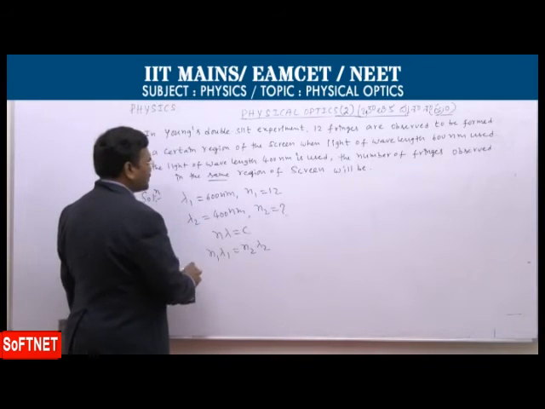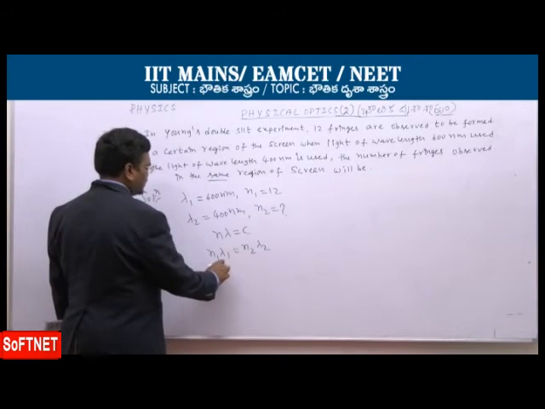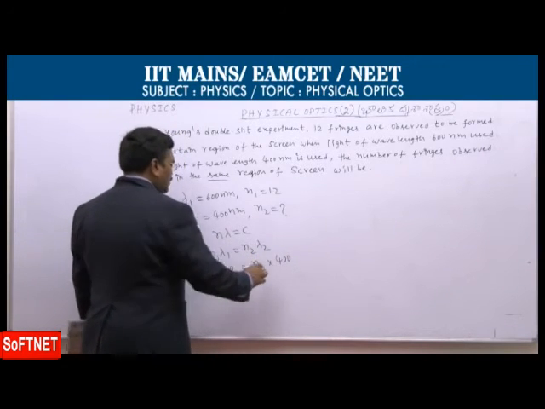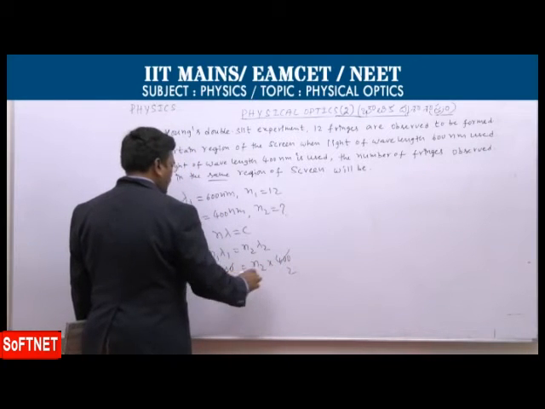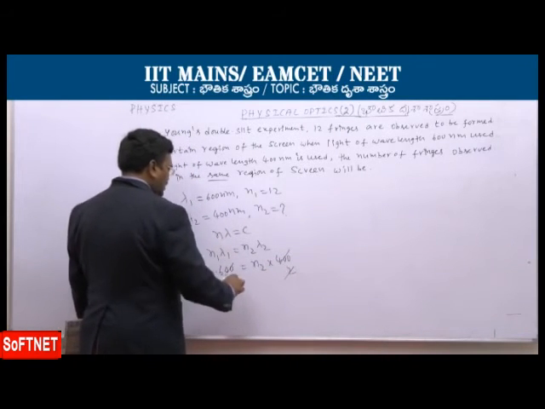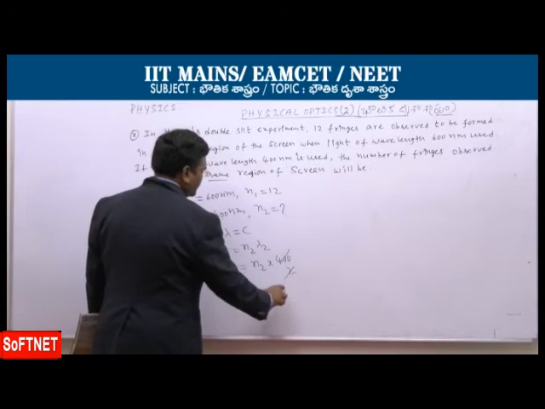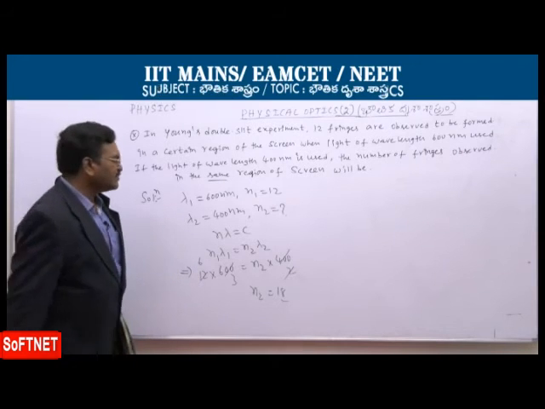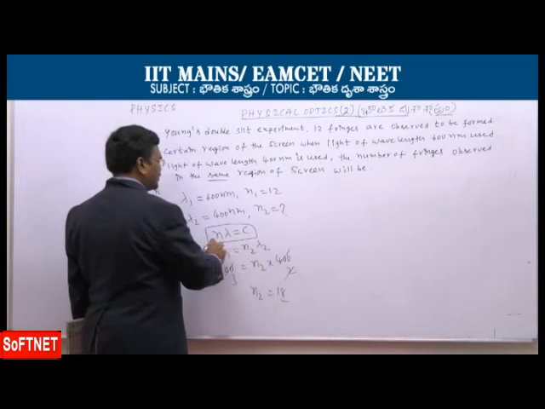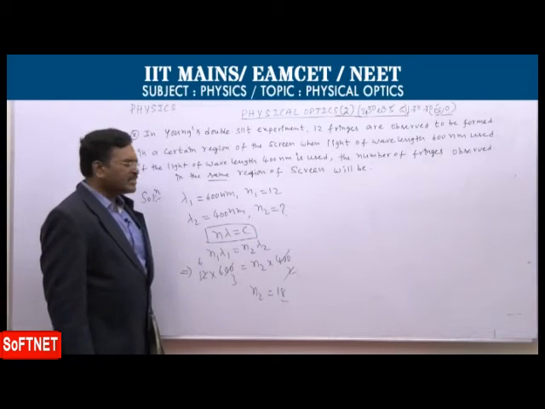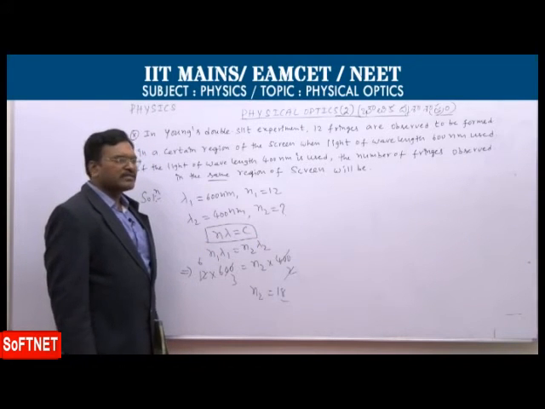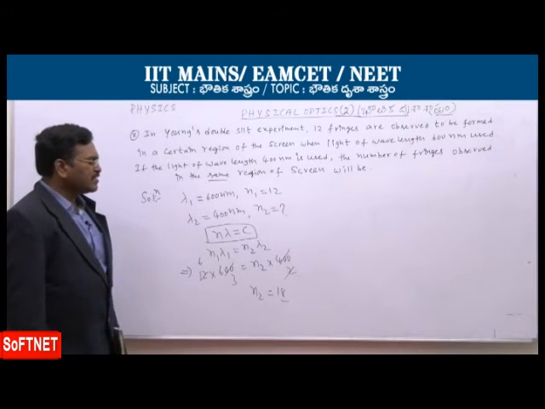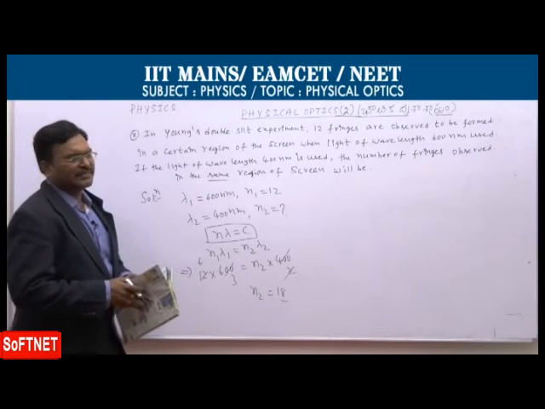Now n1 is 12, lambda 1 is 600, n2 we want to calculate, and lambda 2 is 400. Two 200s are 400 and two 300s are 600, so n2 is 6 threes, which is 18. So what is the answer? 18 fringes. Is it clear? In a certain region, n lambda is equal to constant, where n represents the number of fringes and lambda represents the wavelength. Since the region is constant, n1 lambda 1 is equal to n2 lambda 2, and the answer is n2 equal to 18.